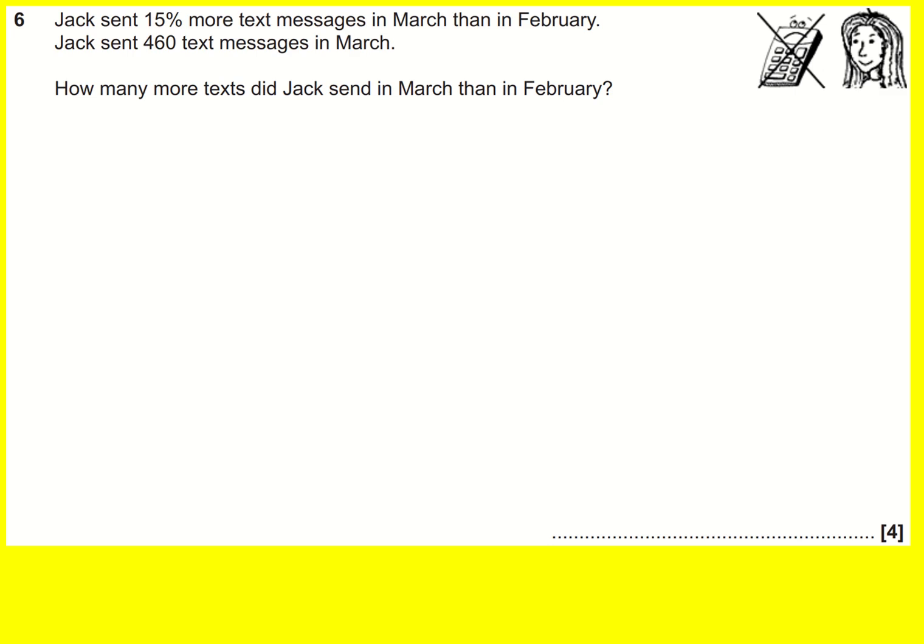I'm going to write the number of texts from March as n with a little m. And to relate it to the number of texts in February, we know there's 15% more in February. So let's say there's 100% in February, then 15% more is going to be 115%. As a multiplier, that's 1.15. So I have to write the number of texts from March is 1.15 times the number of texts from February.